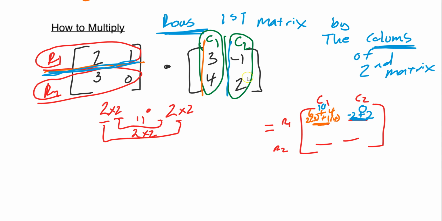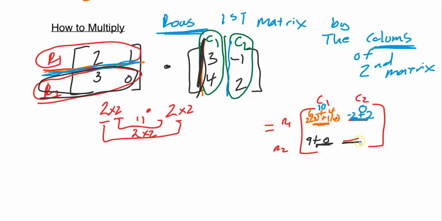Then we move on to the bottom ones. Same concept. Row 2, column 1. So I need row 2. This one right here. I want to multiply by column 1. So 3 times 3 is 9. Plus 0 times 4 is 0.